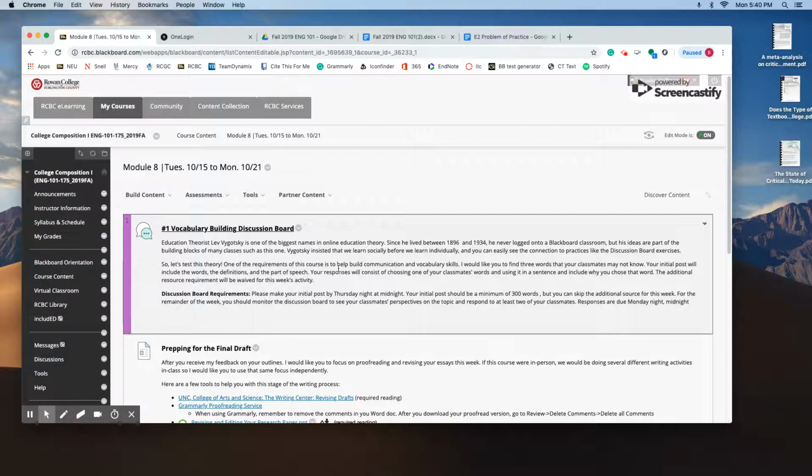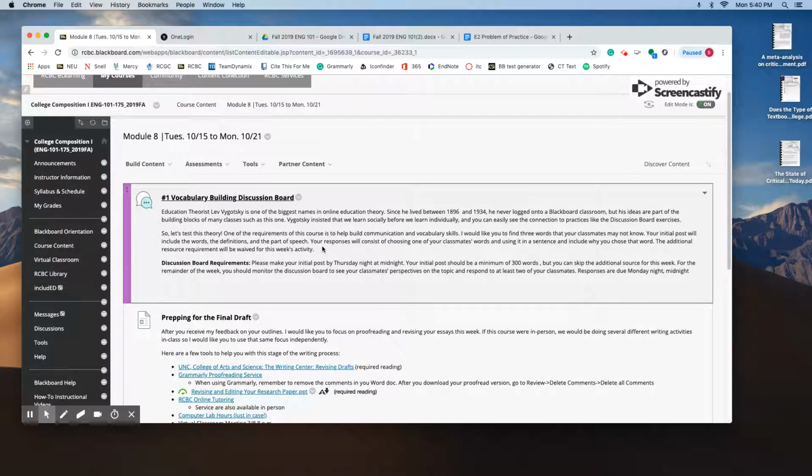Your responses should be pick 2 to 3 of your classmates and create sentences out of the words. Get some practice using them and let us know why you chose these words. Did they just sound interesting to you? Was it a word that you've kind of been looking for to add a little variety to your writing? So that's our discussion board for this week. It's going to be just about vocabulary.